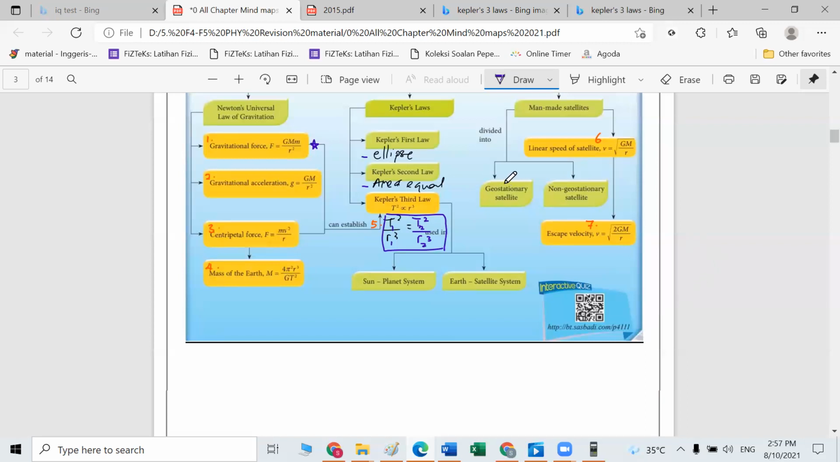Okay, so a geostationary satellite means 24 hours, which means it is always located above one zone.